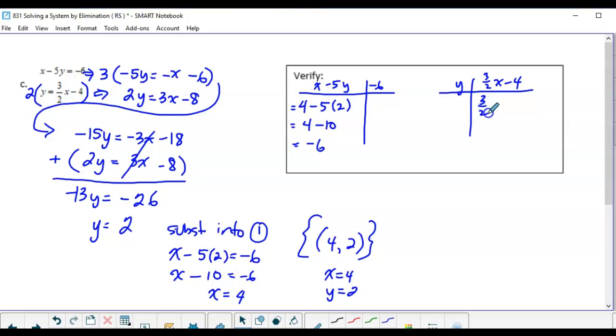And then we'll have 3 halves times 4 minus 4. That's going to be 6 minus 4 equals 2. And y is 2. So both of them work.